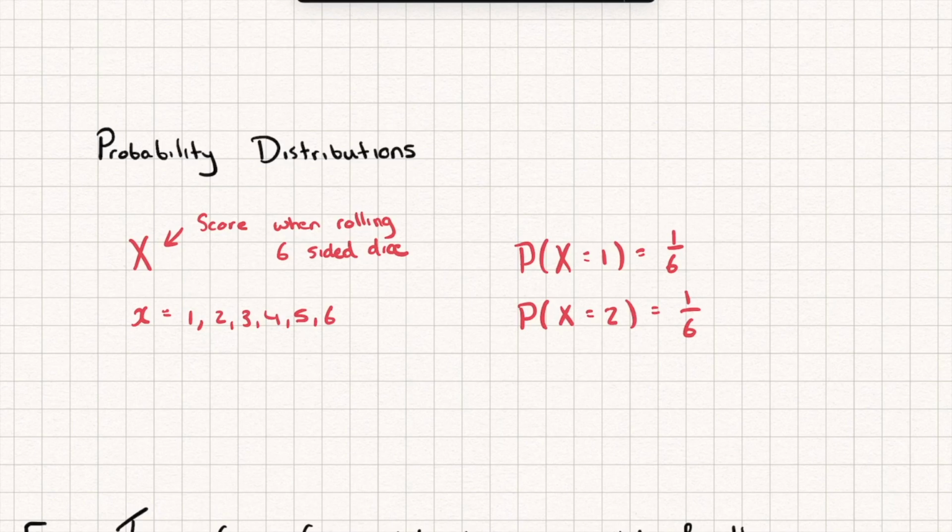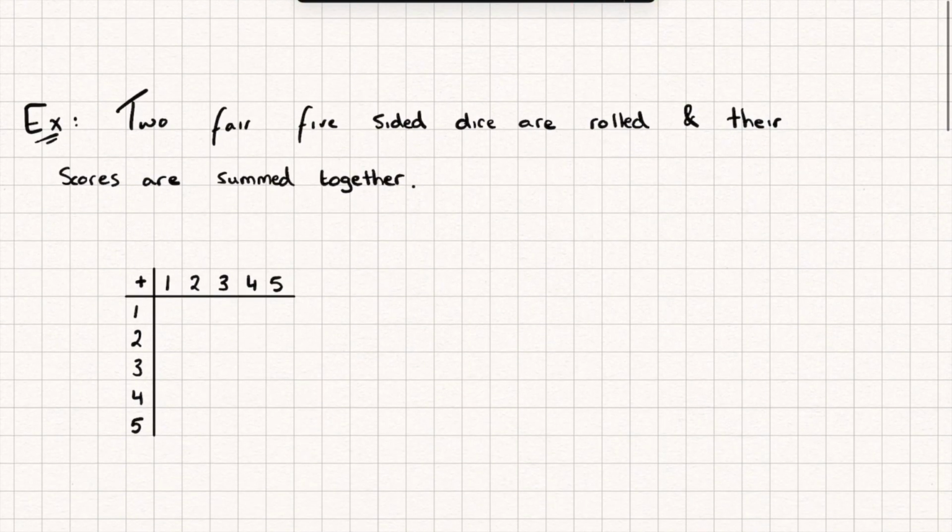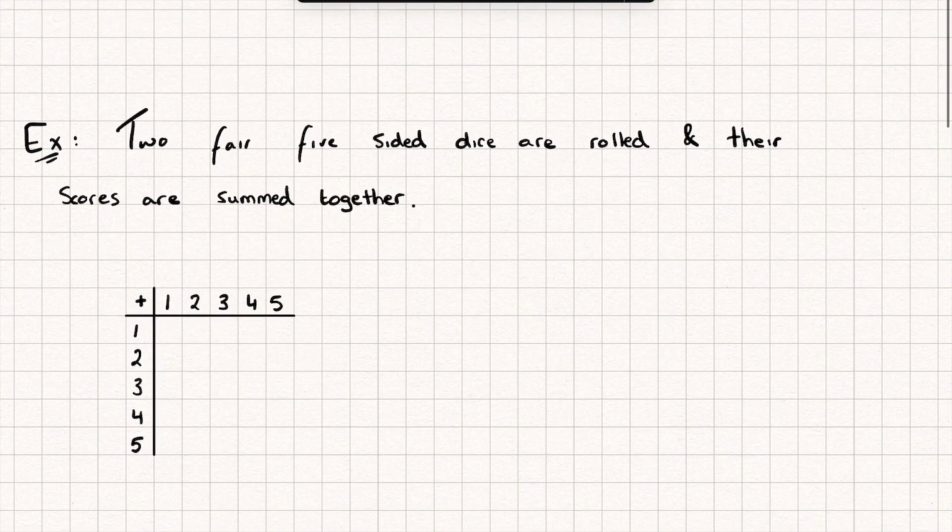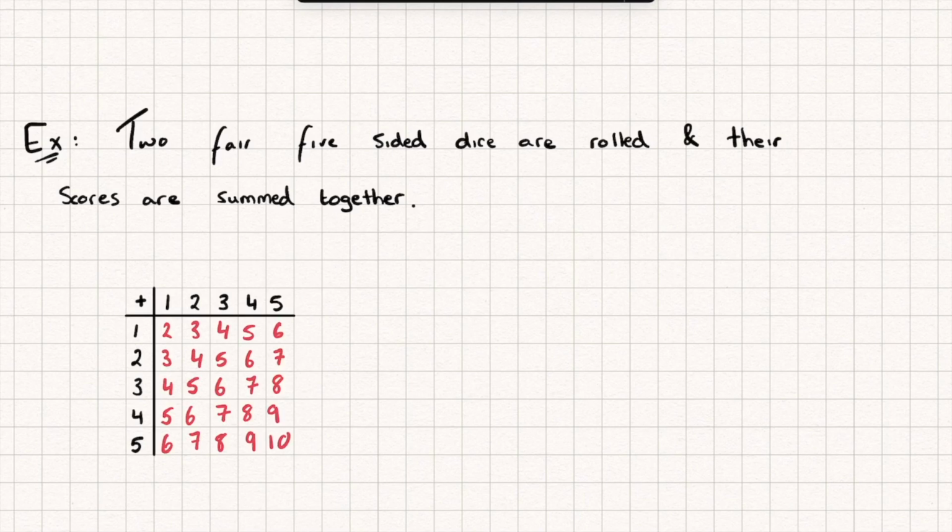So now we know what our random variables are, we can now look at a probability distribution. And the way we're going to do this is with an example. So you can see here we have 2 fair 5-sided dice are rolled and their scores are summed together. Now the way I'm going to find all the possible outcomes is using this sample space here, which you're probably familiar with from GCSE. So I've got 1 plus 1 is 2, 1 plus 2 is 3 and so on, so I'll fill out this grid. So you can see I've now completed my sample space and I now know all of the different possible outcomes I can get when I roll 2 fair 5-sided dice and sum their scores together.